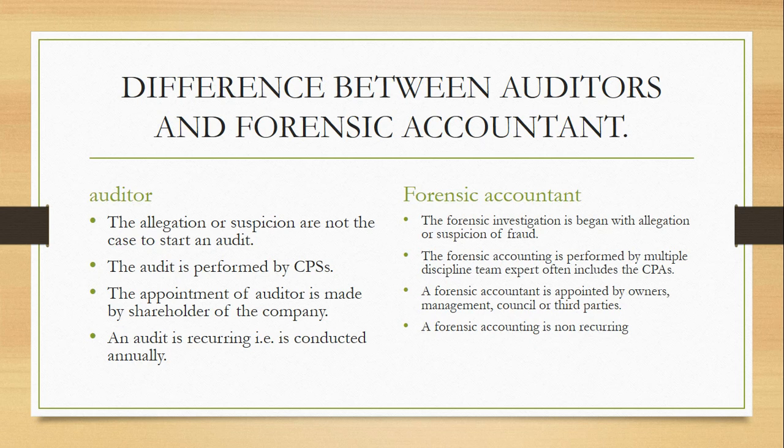For the auditor, an allegation or suspicion is not a reason to start an audit. When the company suspects fraud, the company is not going to start an audit. In forensic accounting, the forensic investigation begins with an allegation or suspicion of fraud. When there is suspicion of fraud in the company, the forensic accountant is involved to prove or disprove that fraud. The audit is performed by CPAs.